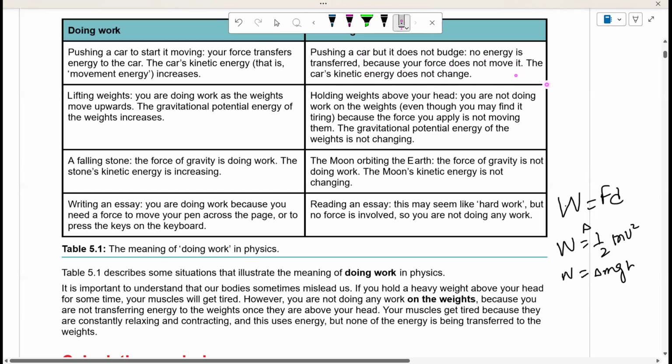Same as what we said: if we are sitting in a car with the engine started and it's not moving, there is no work done. There are multiple examples: reading an essay, the moon orbiting the earth. Why do we consider this as no work done?